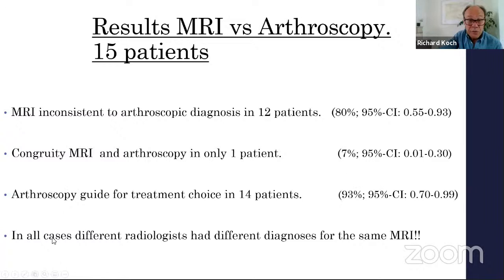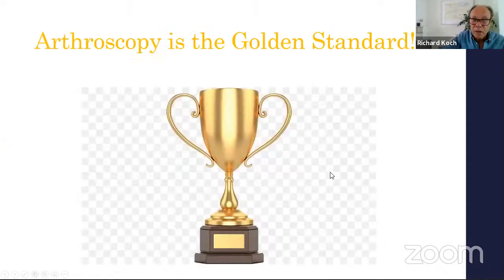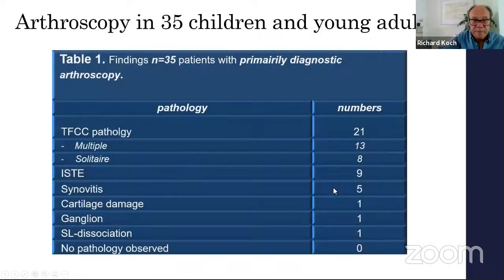There was 93% that the arthroscopy was the guide for treatment. And in all cases, when we had the MRI shown to different radiologists, we had 15 different diagnoses with the same MRI. So an incredible inconsistency between radiologists themselves. So that's why arthroscopy is for us the golden standard.